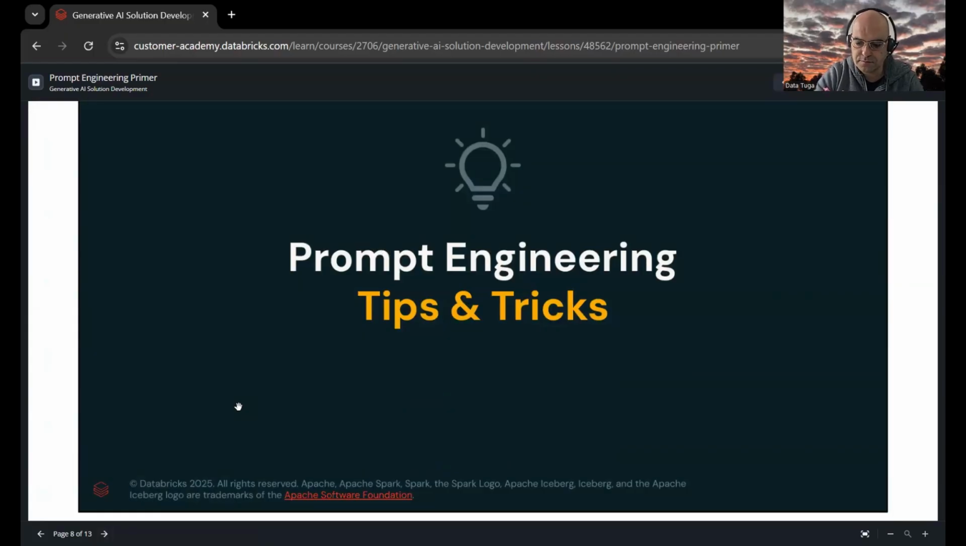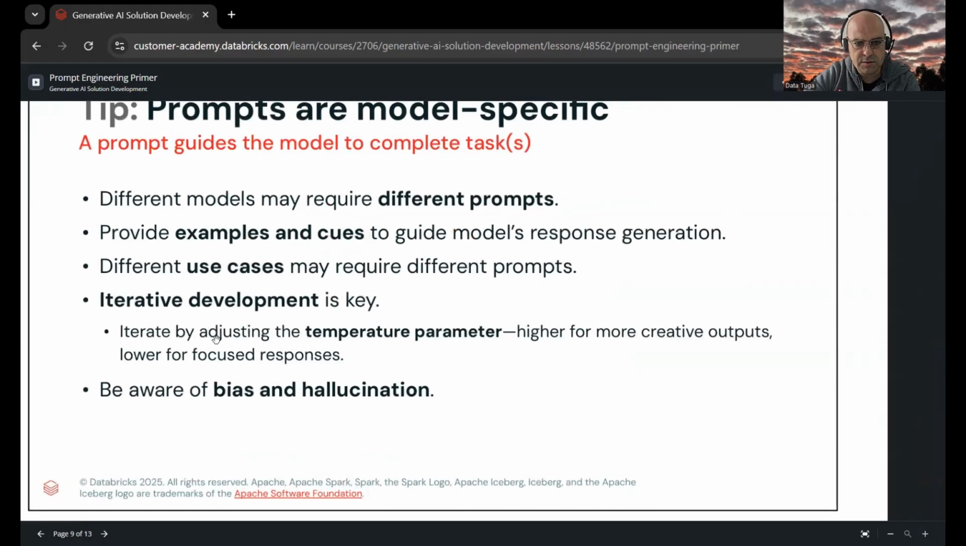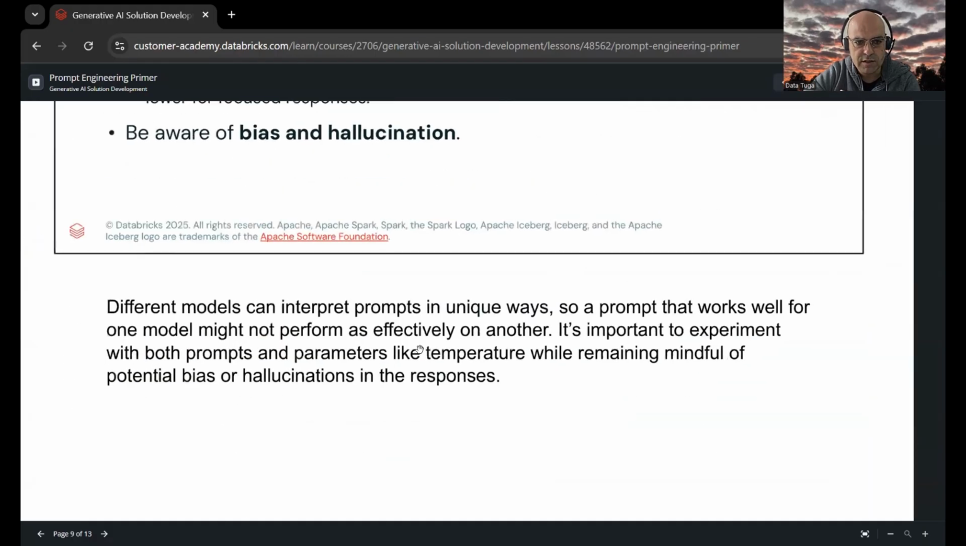Okay, some tips and tricks. Prompt guides: different models may require different prompts. This is important. Provide examples, this is also very important. Different use cases, different prompts, is also important. Iterative development is key, by adjusting the temperature parameter higher for more creative outputs. And be aware of bias and hallucination, of course. Different models can behave differently, so it's important to experiment with both parameters.